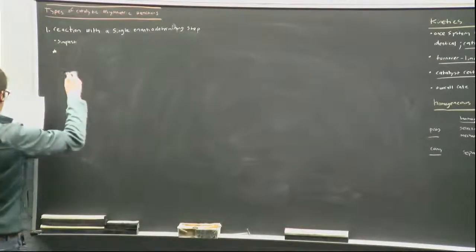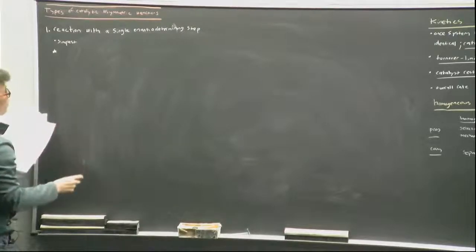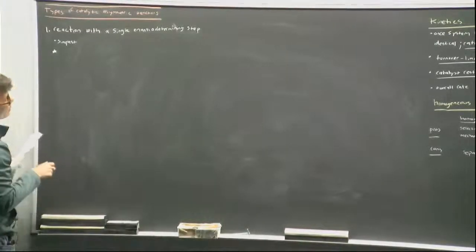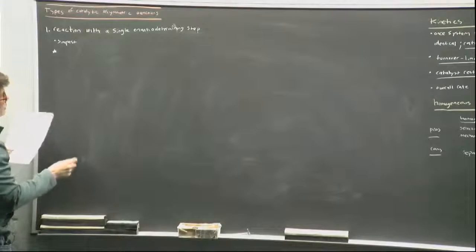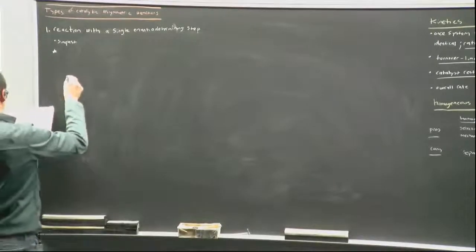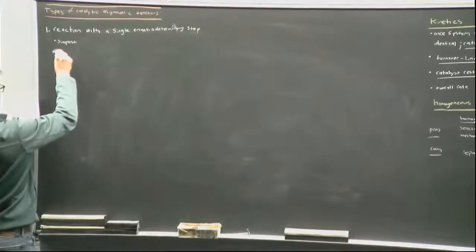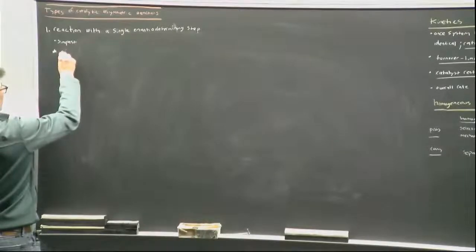The first type will be reactions that involve only a single enantio-determining step. These are by far the simplest systems that you'll encounter.